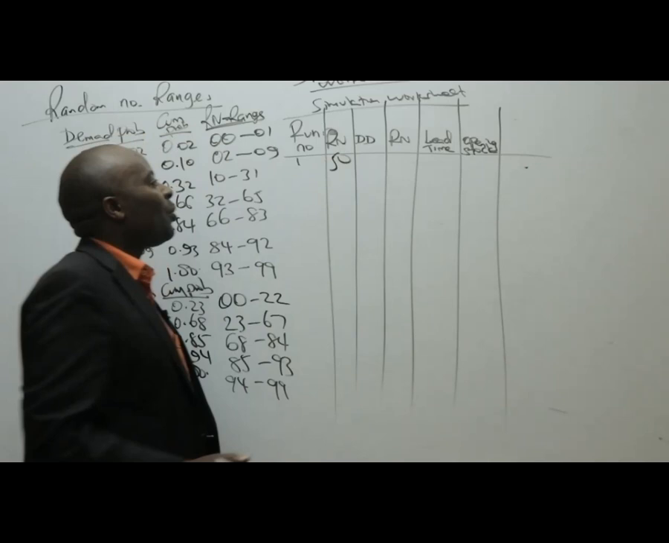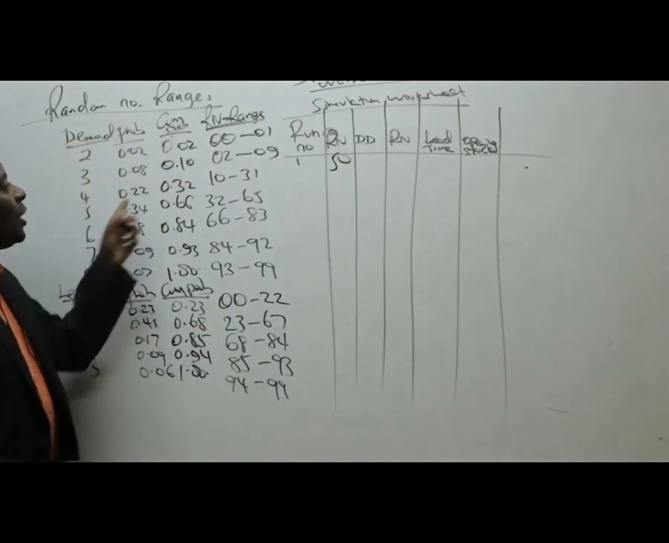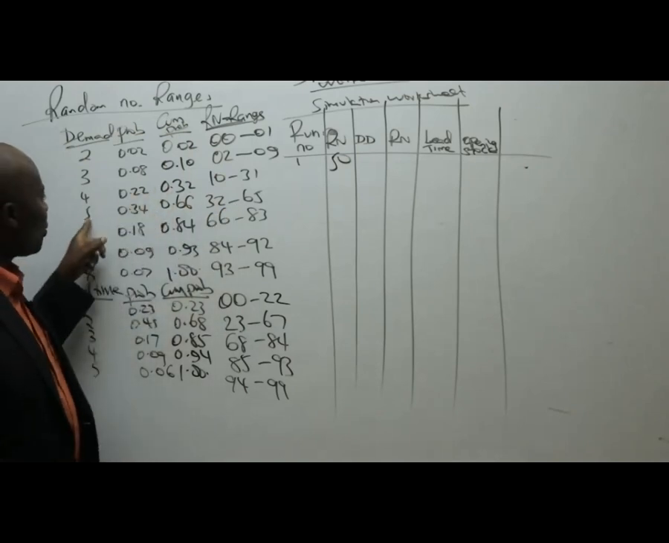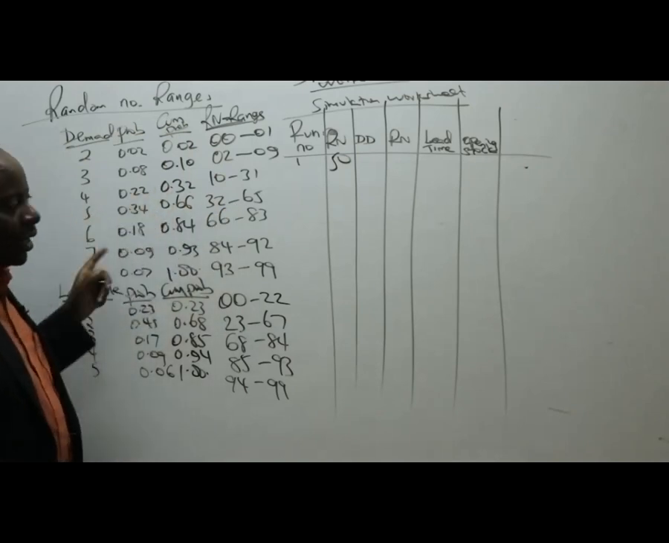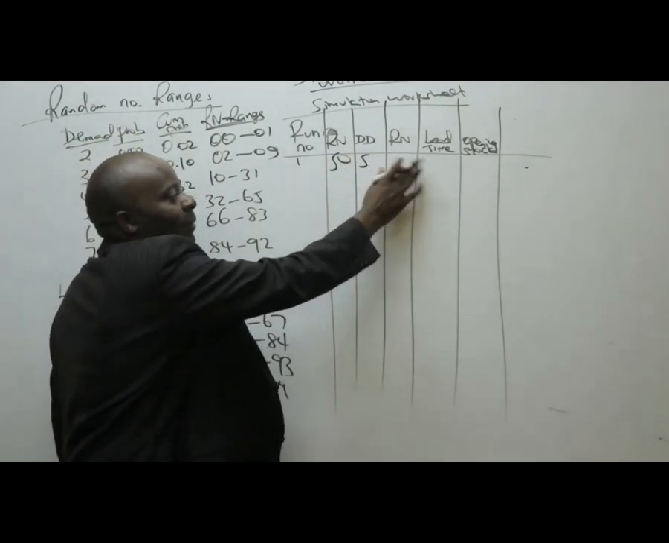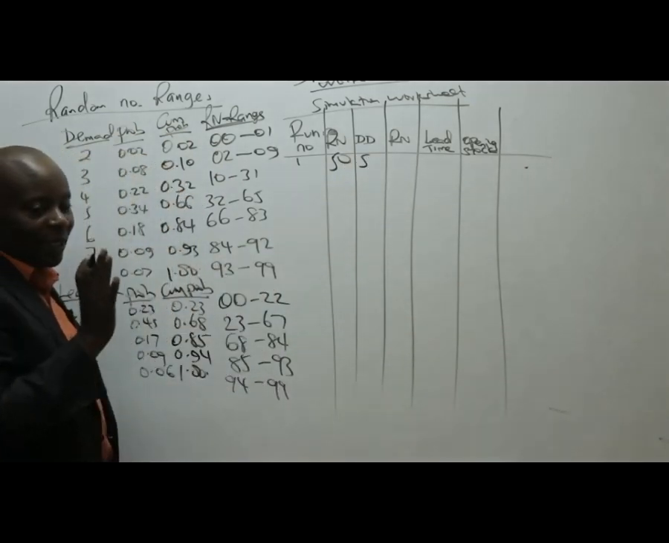So 50 corresponds to what demand? 50, look at this, 50 is here. 50 corresponds to a demand of what here, somebody? Of 5. 50 corresponds to a demand of 5. Now lead time is a bit crazy, so you normally leave it like that first.